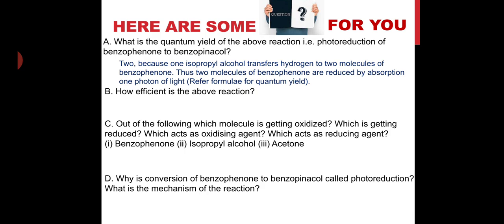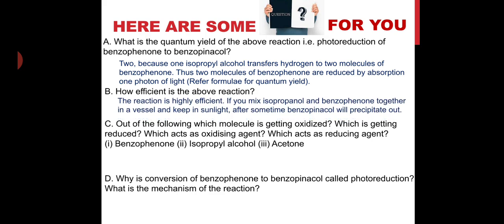First, the quantum yield of the reaction is 2 because one isopropyl alcohol, as you have seen, has transferred hydrogen to two benzophenone molecules by absorption of one quanta of radiation. Secondly, the reaction is highly efficient. If you mix benzophenone and isopropyl alcohol in a vessel and keep in sunlight, after some time you will see that benzophenacol will precipitate out.